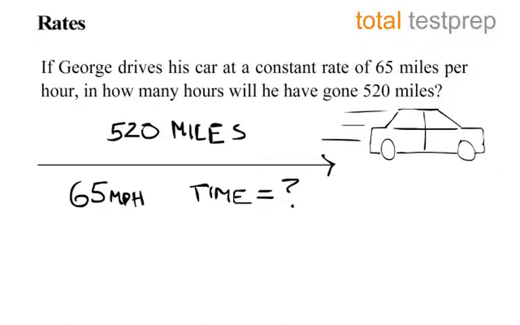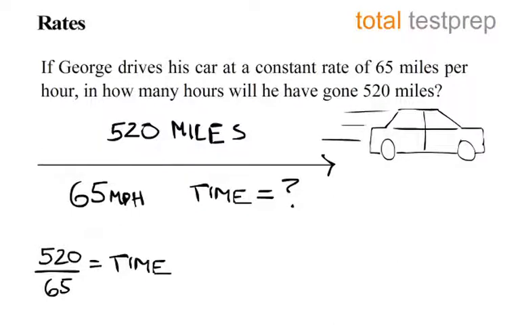When you have a distance bar and you put the distance on top and the rate and the time on the bottom, this is a mnemonic device to help you remember that the distance divided by the rate is equal to the time. So 520 divided by 65 should give us the time, and vice versa. You can divide the distance by the time to get the rate.